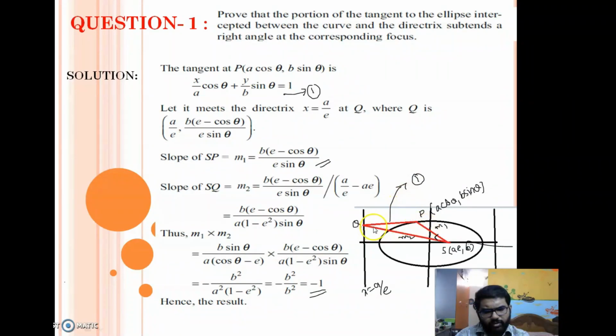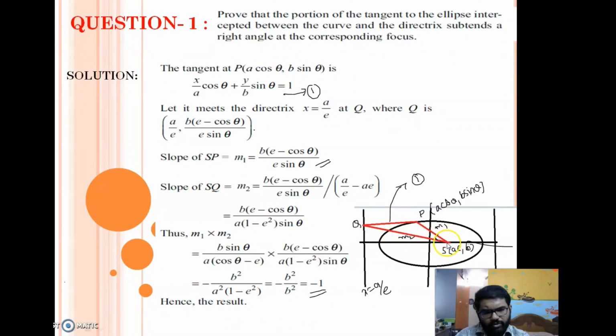This is PQ and this is a focus S(ae, 0). From the point P we are drawing a tangent and it is meeting the directrix at a point Q. Then we need to prove that this PQ subtends a right angle at the focus.